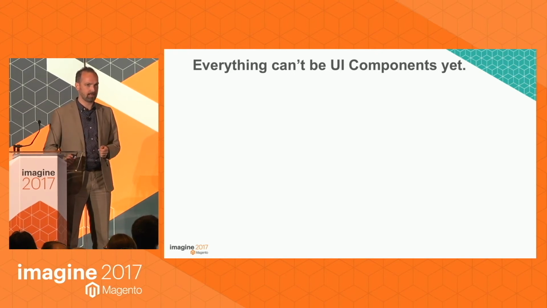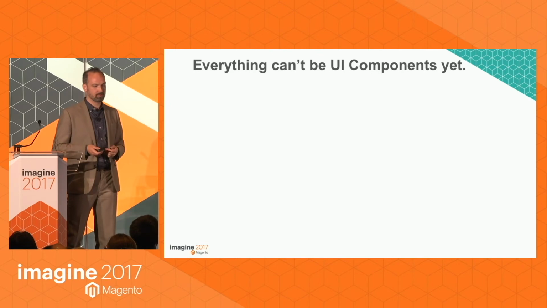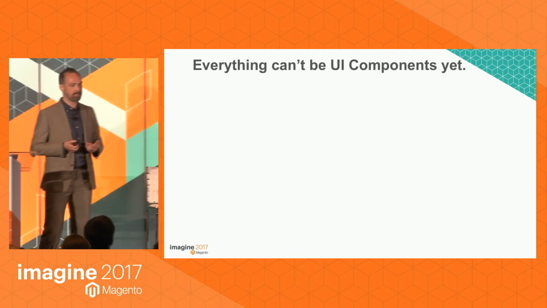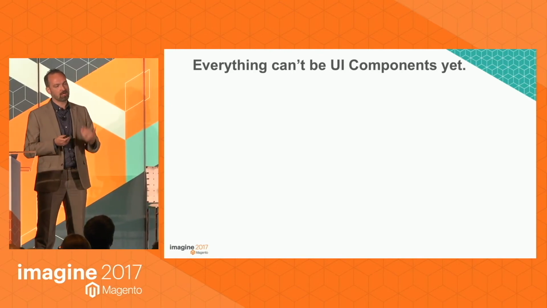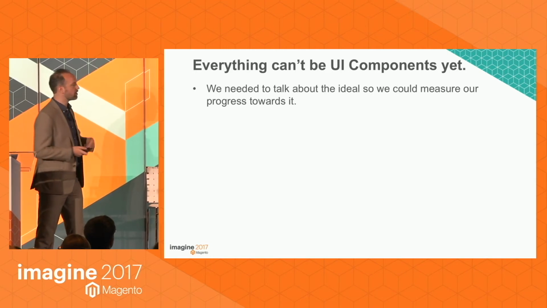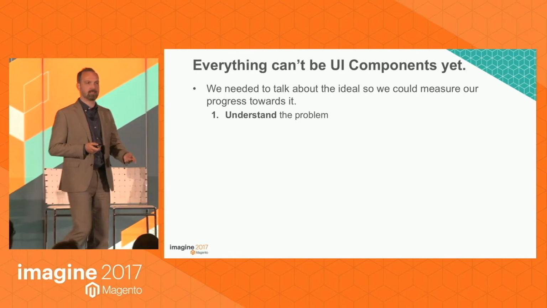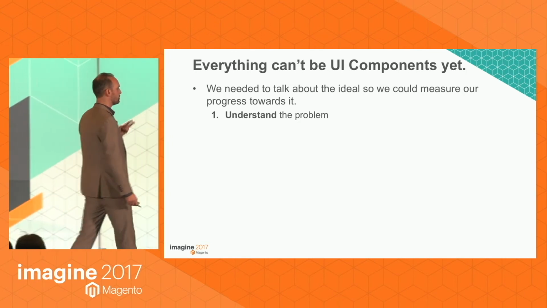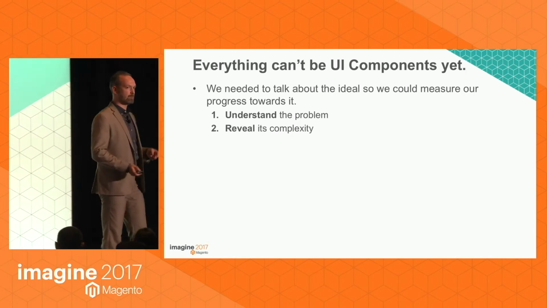You know, I think the people trying to implement on top of UI components have really, really good feedback for us. We needed to talk about the ideal so we could measure our progress towards it. Because remember, a good architecture, right, must first understand the problem, and it must reveal its complexity. And then what's the third one?